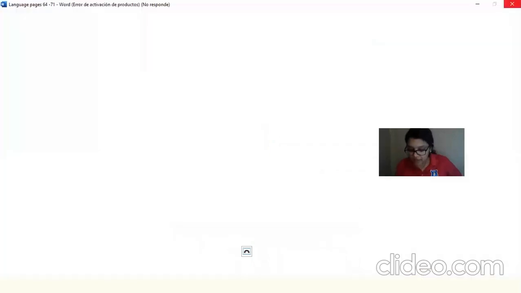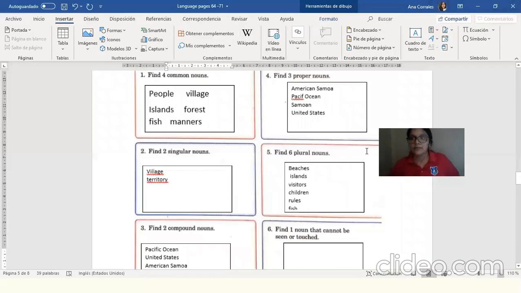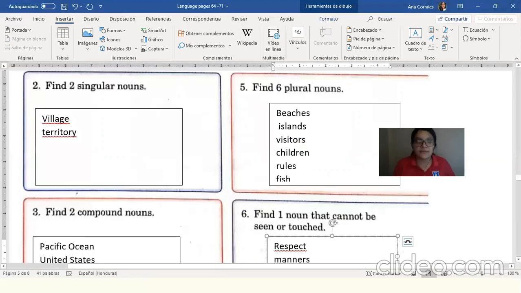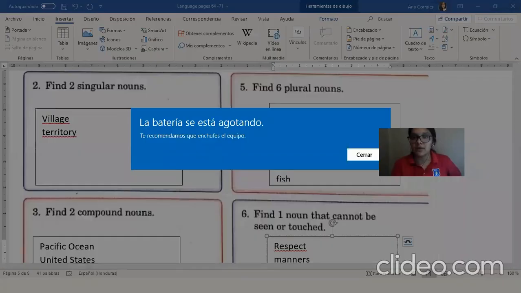Okay, I don't know what happened with the computer. So we will continue. Find one noun that cannot be seen or touched. Vamos a hacer la última, number 6. What can you not touch or see? ¿Qué podemos ver o tocar? Respect. El respeto no lo podemos tocar. Y manners. Los buenos modales tampoco. Pause the video if you didn't finish, okay?